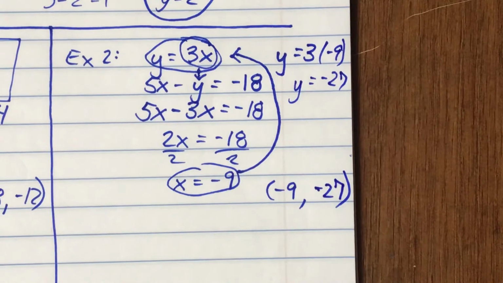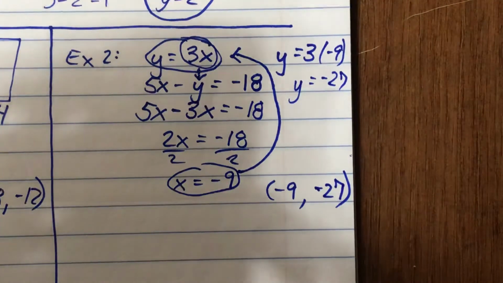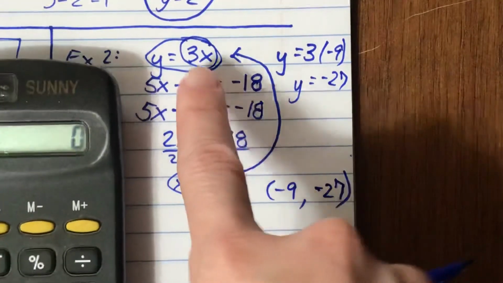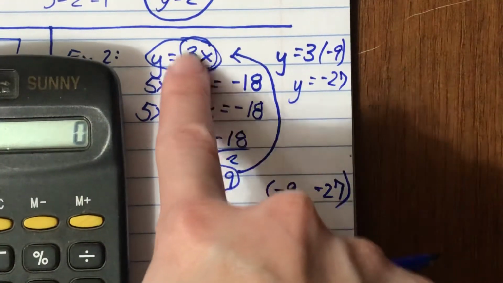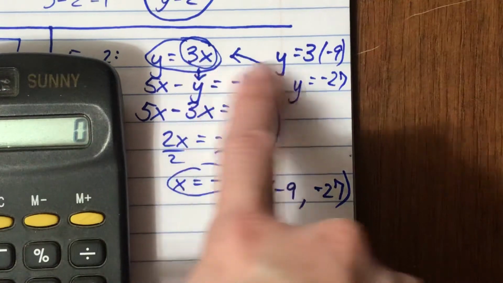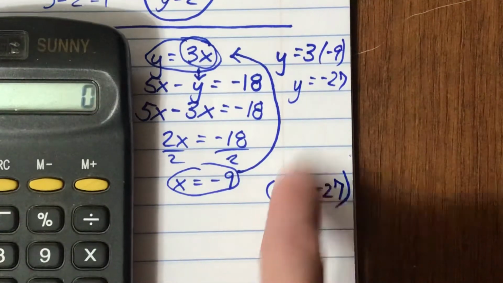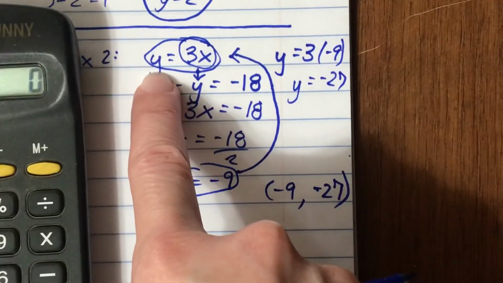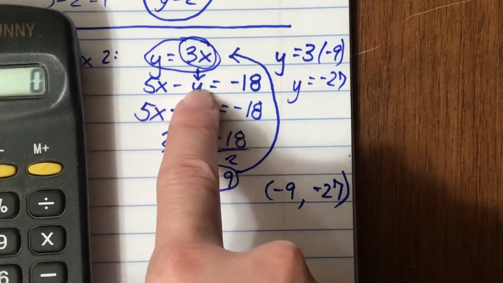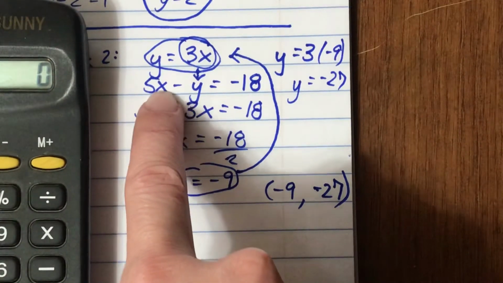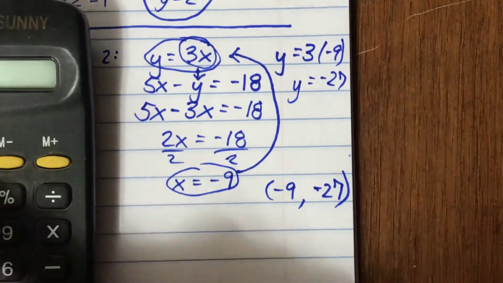And here's how you'll know you're right. You can take Desmos, you can take your calculator, you can take your phone calculator. I've only got a little tiny handheld calculator right now. But we want to make sure that this is true, right? So if I do 3 times x, which is -9, I know that that comes out to be my y value of -27. Does it work in this equation as well?